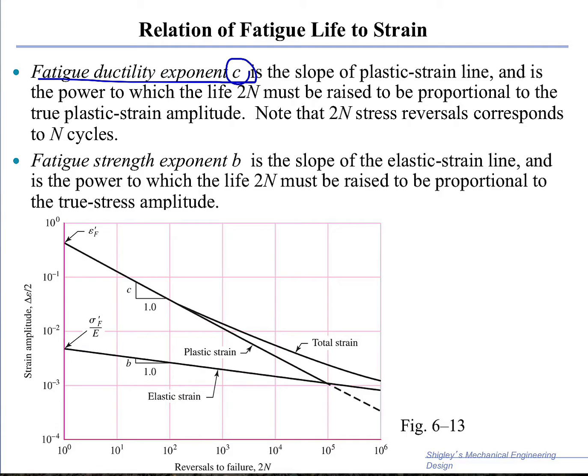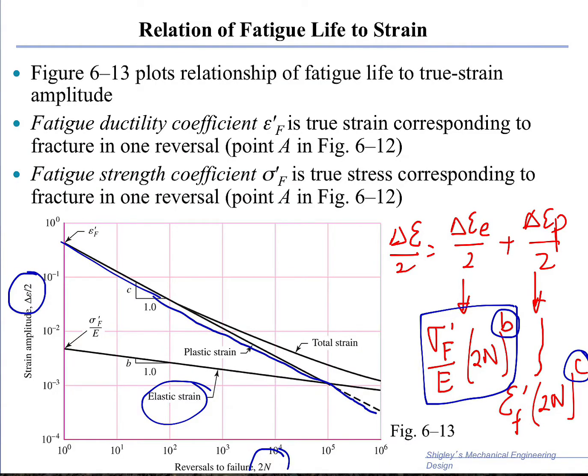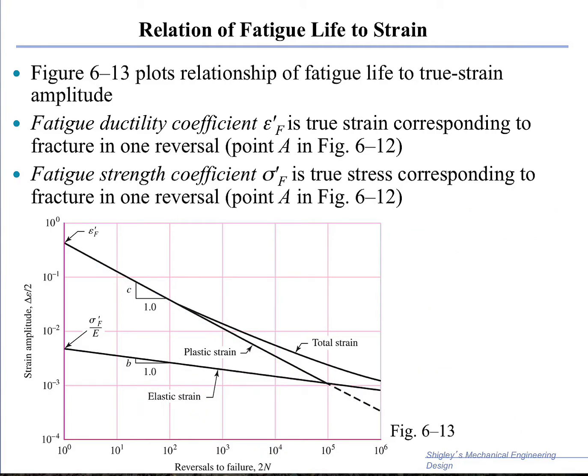And for the plastic strain line, the fatigue ductility exponent C needs to be measured, and the fatigue strength exponent B needs to be measured for the elastic strain line. And moreover, we have two additional parameters. One of them is sigma f prime, and the other one is epsilon f prime. So we have the fatigue ductility coefficient epsilon f prime and the fatigue strength coefficient sigma f prime. So these are four parameters for each material that need to be known.